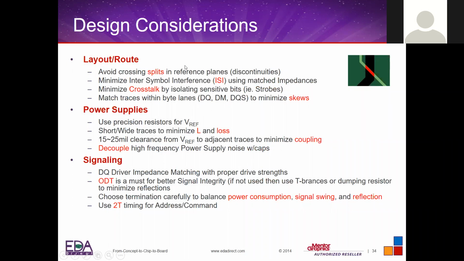Maybe a couple of things here as design considerations, just a few. Avoid crossing splits in the routing. And for power supply, use precision resistors for reference voltages, or better, use an active voltage regulator to generate your 0.75 or 0.6 or whatever. And then make use of the on-die termination.